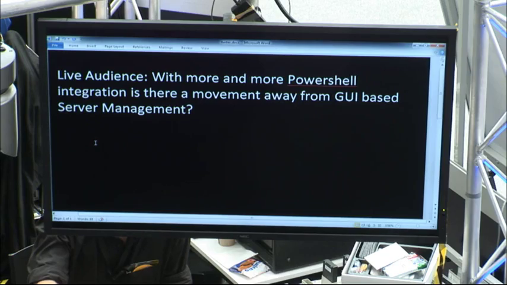With more and more PowerShell integration, is there a movement away from GUI-based server management? Common misperception. The answer is absolutely no. If you take a look at our new Server Manager, I don't know if you've seen it. No. Oh, it's glorious. You've got to see it. It's just beautiful. We really embraced the Metro design principles. We shifted our focus. There's another difference between a single server OS and a cloud OS. Server Manager was always, I manage the server, or I could point to that server and I manage that server.